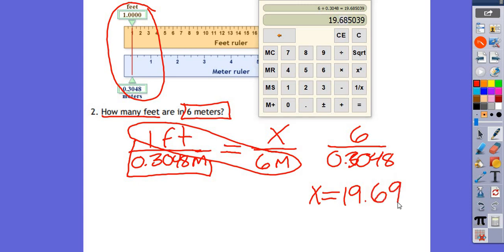Is this inches? No, ma'am. Is it meters? No, it's feet. What did X represent? Feet. This is 19.69 feet. So how much does 6 meters represent in feet? 19.69 feet. Very good.